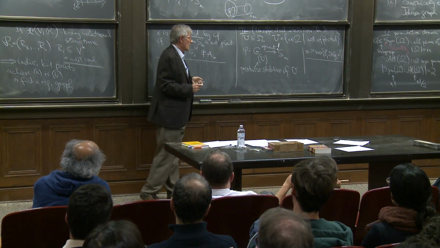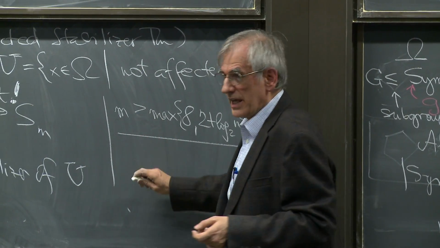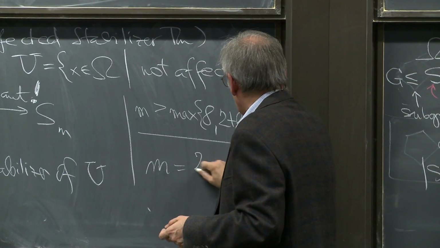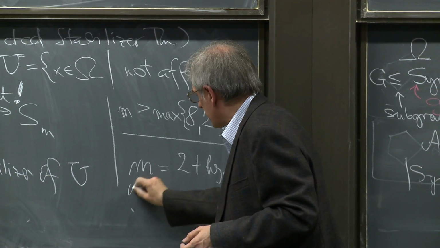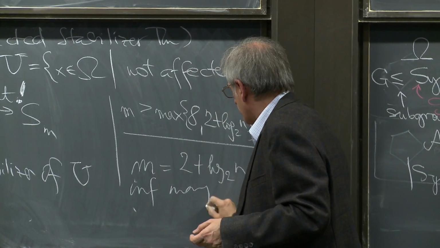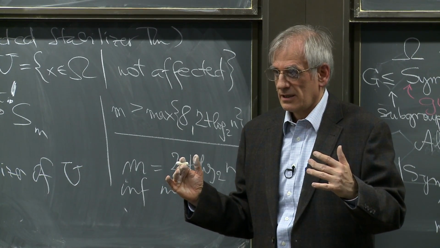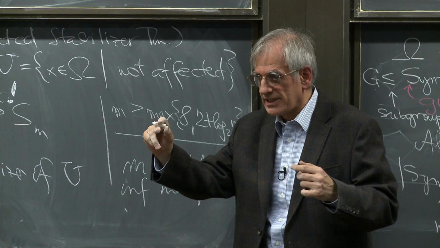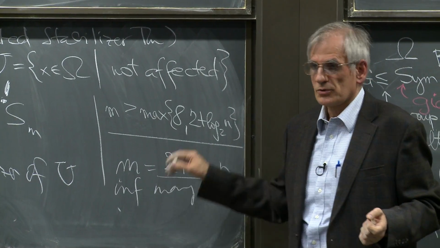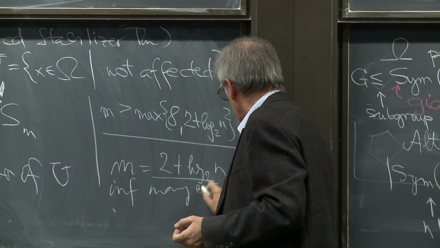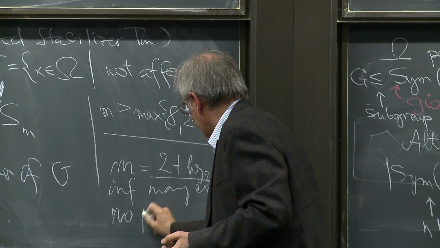Yeah, okay? Now, I'd like to make a comment here about this condition. This condition is tight. If I permit m to be equal to 2 plus base 2 log of n, then there are infinitely many examples where none of the points is affected. So that corollary that at least one point is affected is no longer true if I allow to go down here. So there are infinitely many examples where no point is affected.